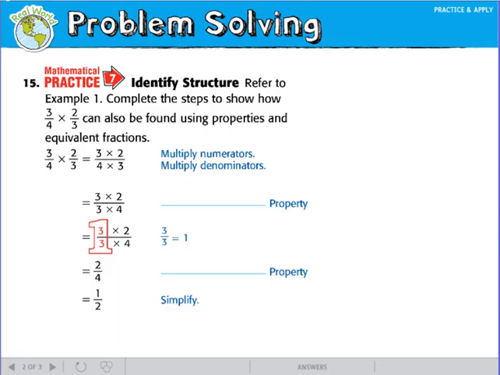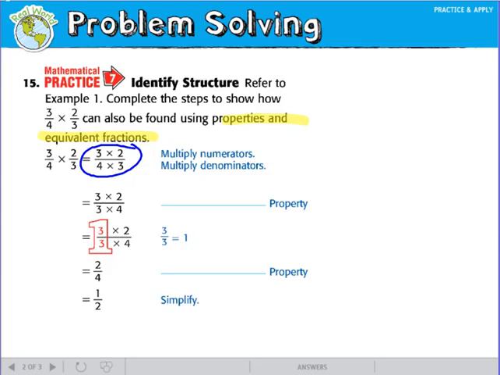Well, what does that mean? That means that they're fractions that what? Nobody knows? They're fractions that equal each other. Equivalent. Properties of equivalent fractions. So what they are telling you is that you're going to rewrite it and put all these numbers, numerators and denominators.